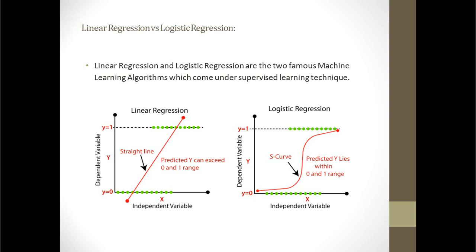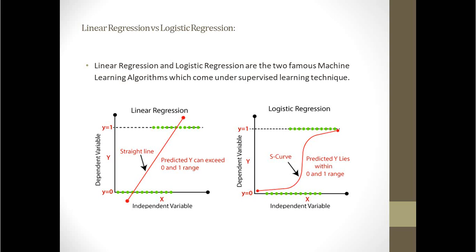Here we have linear regression and logistic regression. Linear regression and logistic regression are two famous machine learning algorithms which come under the supervised learning technique. Since both algorithms are supervised in nature, they use a labeled data set to make predictions, but the main difference between them is how they are used. Linear regression is used for solving regression problems, whereas logistic regression is used for solving classification problems.